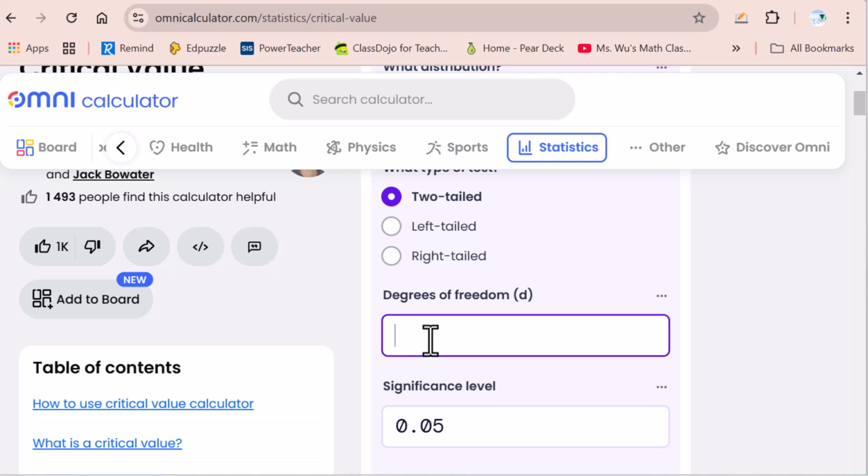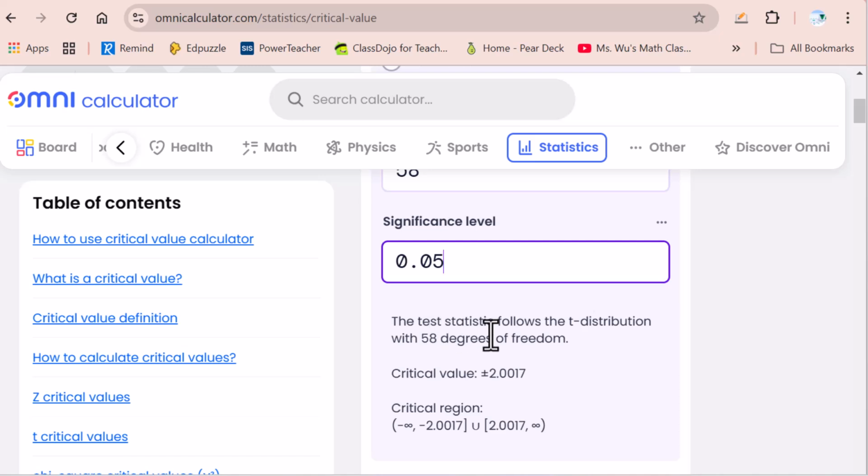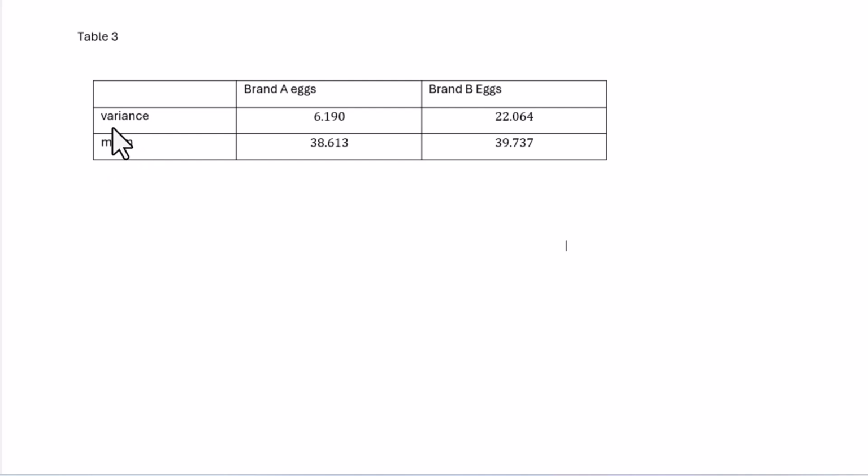Degrees of freedom 58. Significance level 5% equals 0.05. Then enter. The test statistic follows the T distribution with 58 degrees of freedom. Critical value equals 2.0017. We need to figure out the variance and the mean for these two brand X.